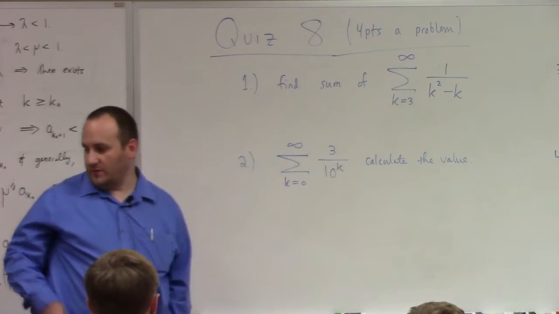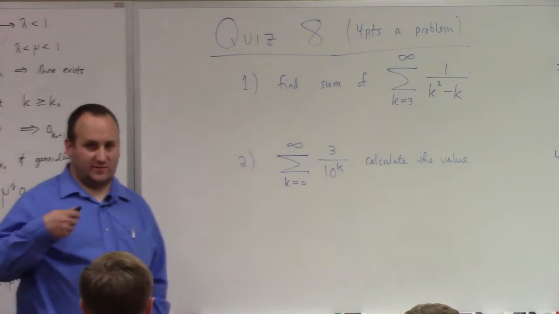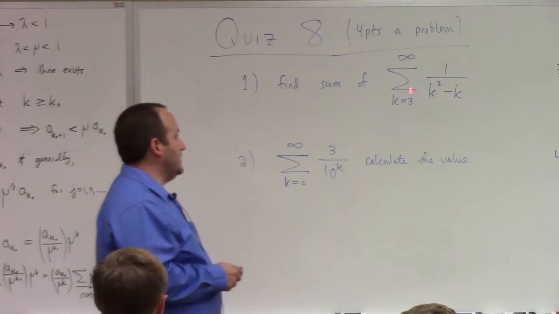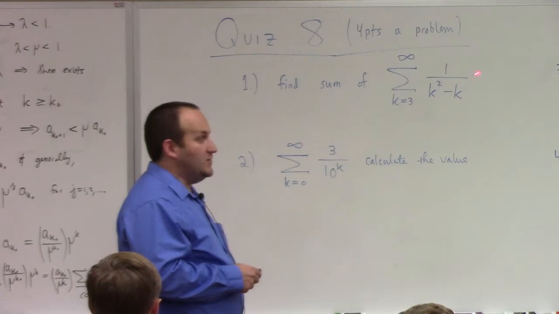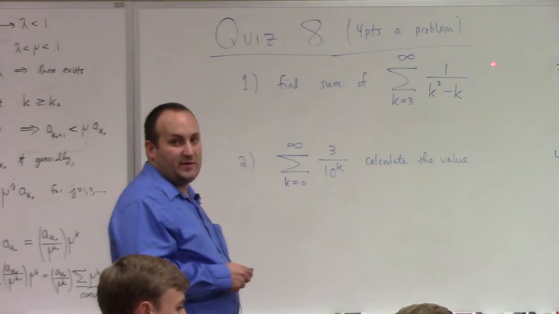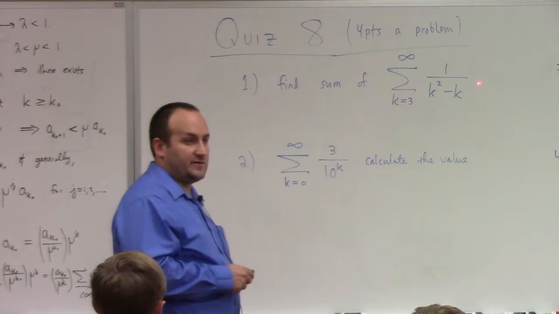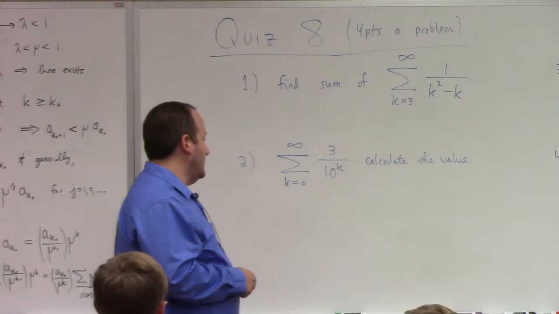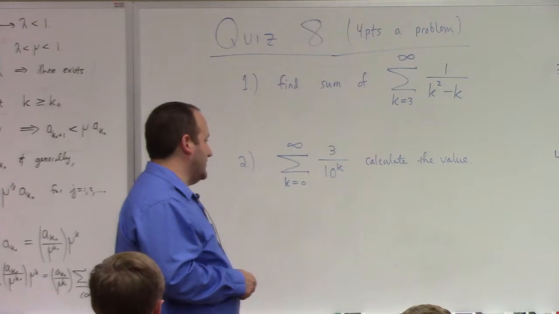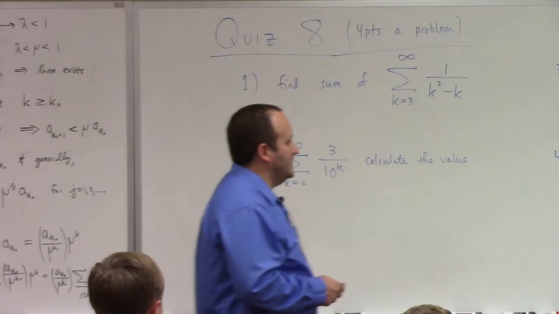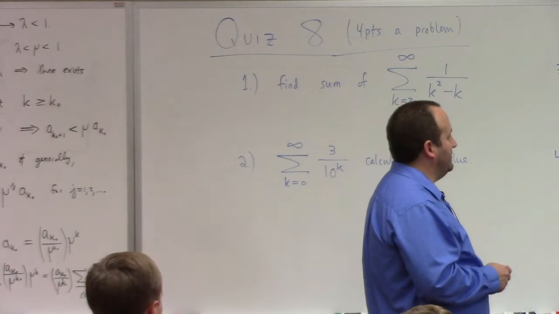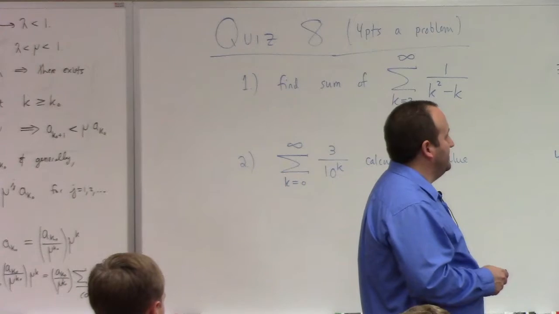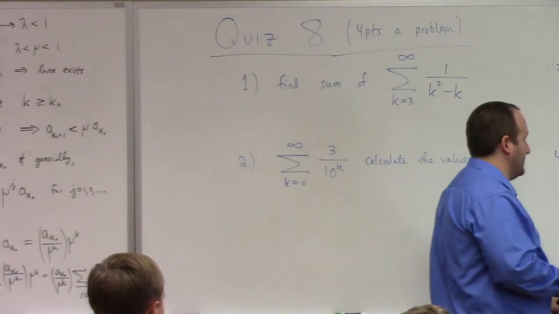Okay, so let me just briefly run through. I'm not going to write, I'll just say in words how you do these. This one's telescoping. You do partial fractions on this, and it will become clear how to find the nth partial sum. This one's geometric. The answer is 3 divided by 1 minus 1/10. This one is also geometric in reverse.